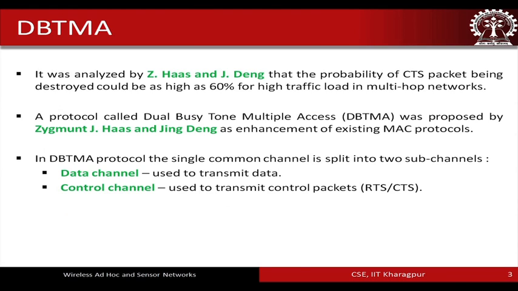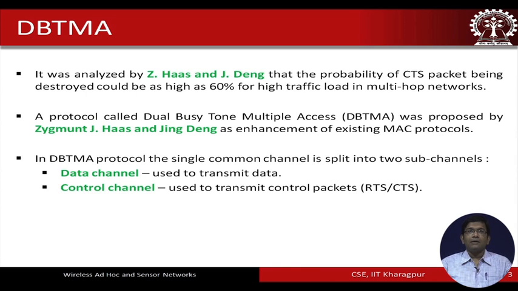Now let us look at the different features of DBTMA. Incidentally, DBTMA was proposed by two researchers, Zygmunt Haas and J. Deng at Cornell University. They observed that the probability of a CTS packet being destroyed could be as high as 60% for high traffic load in multi-hop networks. This is why they proposed the DBTMA protocol as an enhancement over the existing MAC protocols.